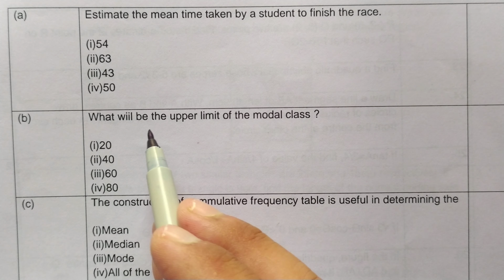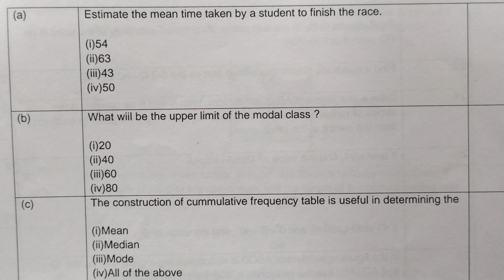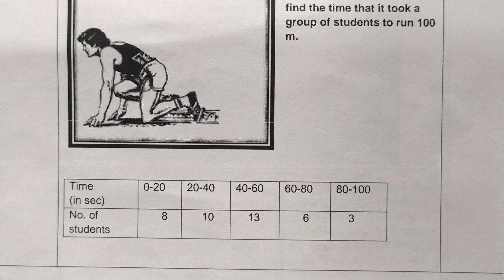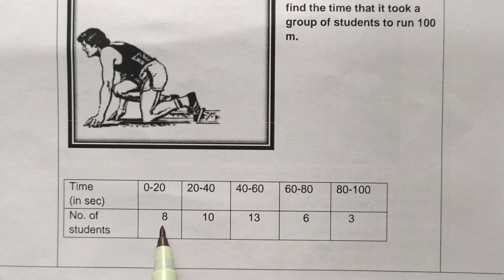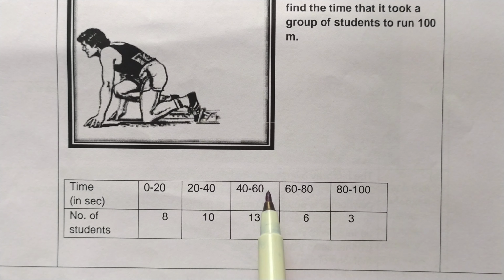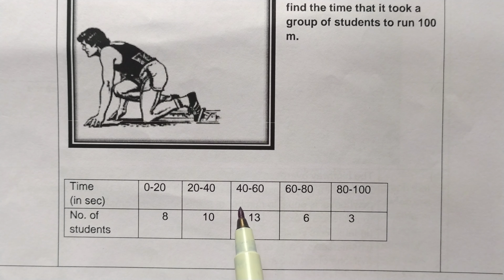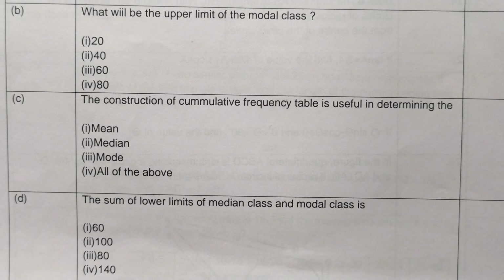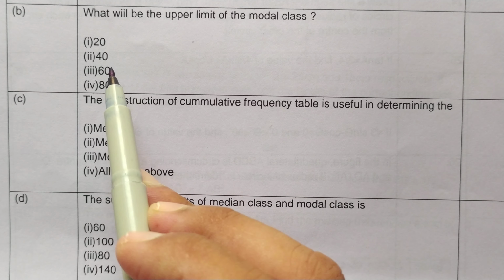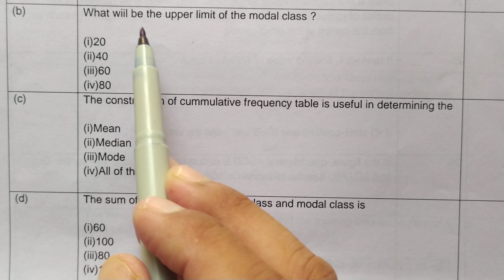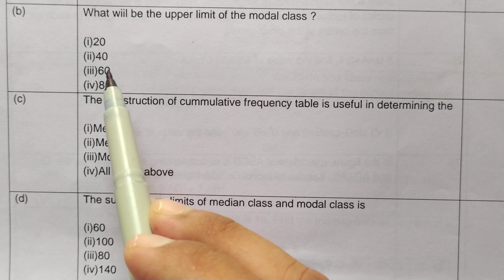Next is, what will be the upper limit of the modal class? First of all, we will see what the modal class is. Modal class means the class interval in which there is the highest frequency. The highest frequency, if you see here, is 13. So this is the modal class. 40 to 60 is the modal class. So the upper limit of the modal class is 60, right? So the upper limit is 60.